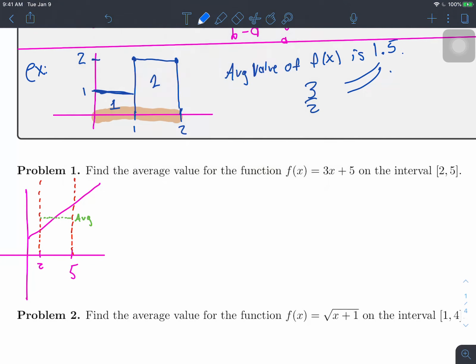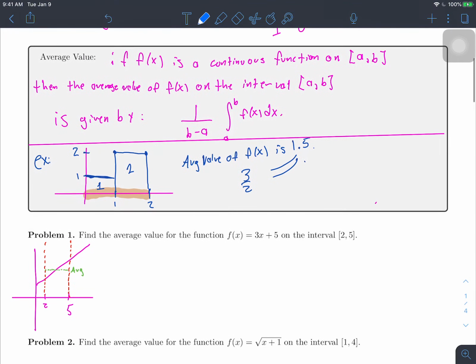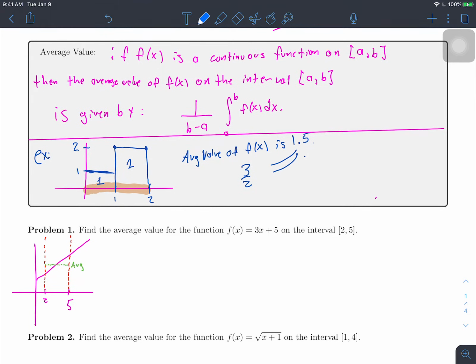Okay, so let's actually use our formula here. Well, we have some function, 3x plus 5. It is a continuous function because it's a line. All polynomials, in fact, are going to be continuous functions. So our interval here, a, b, is going to be 2 comma 5. And all we have to do is do 1 over b minus a times the integral from a to b of f of x dx. So that'll be 1 over, now b minus a will be 5 minus 2, times the integral from 2 to 5 of 3x plus 5 dx.